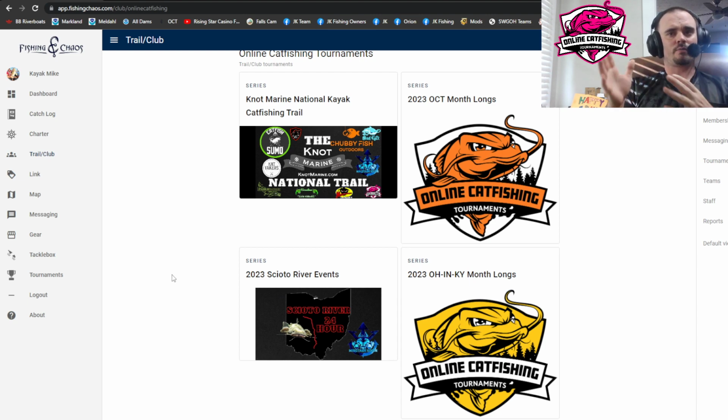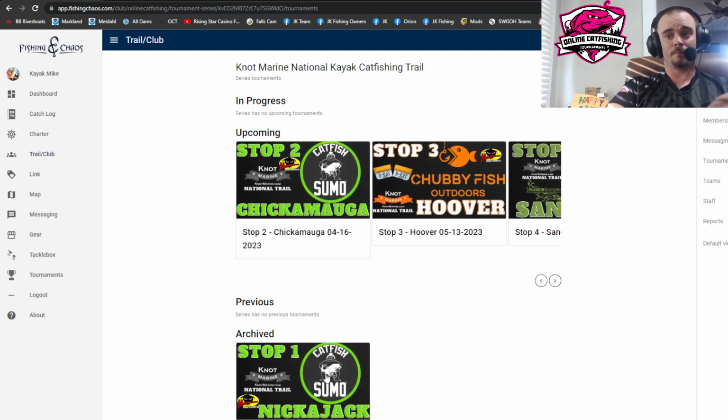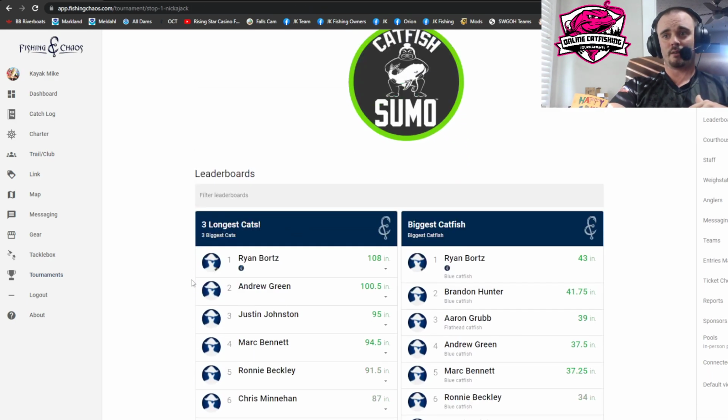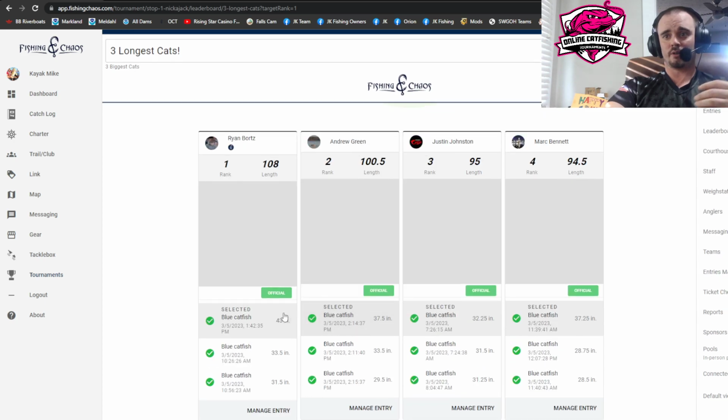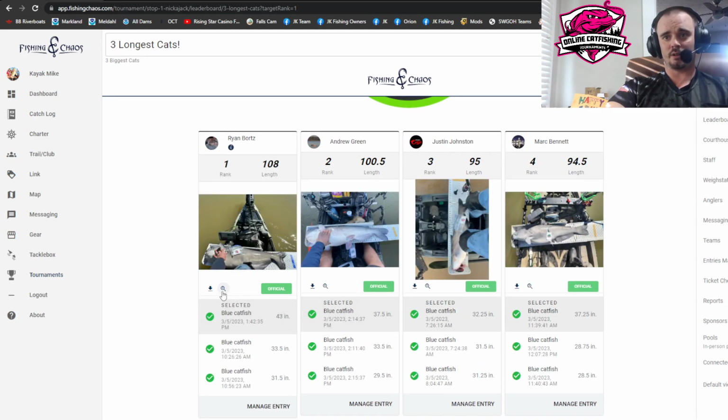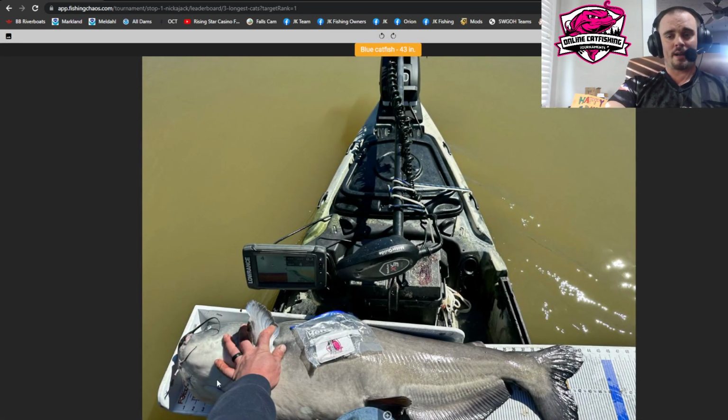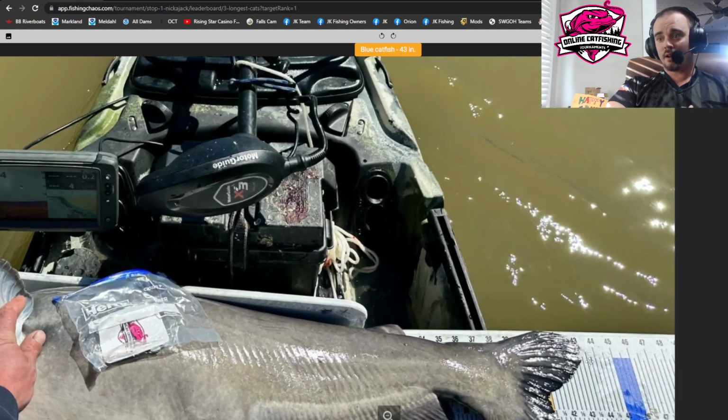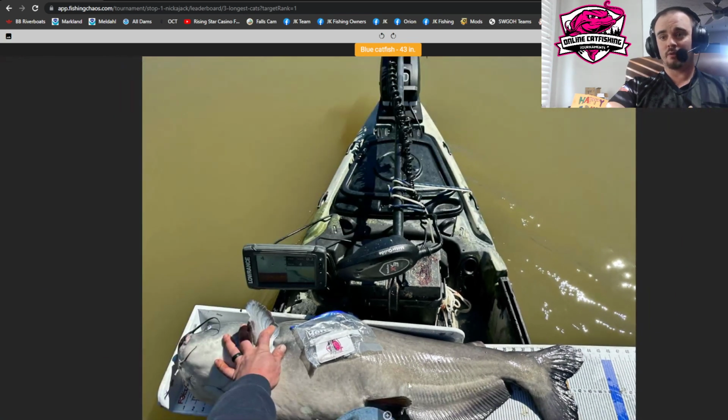I'm going to try and do this once a month for the first few months just so any new anglers can come in and just be like, okay. But our rules are pretty simple. Let me go to Nick and Jack, and let's just go to Ryan Bort's submission here. Boom. Right side is down. Left eye is up. There's our identifier. I can clearly see where it's measured to. I can see the whole fish. This is a perfect submission. There's nothing wrong with this submission.